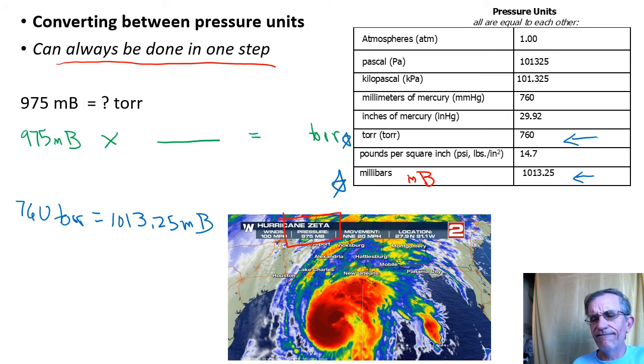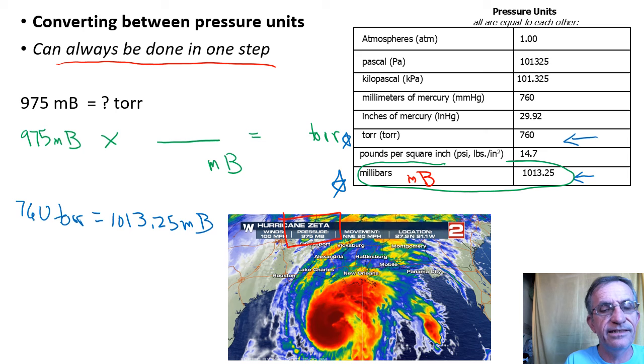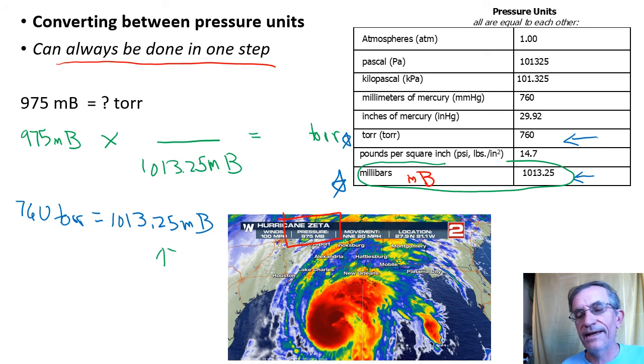Now it's kind of like what we've been doing for, gosh, all semester, right? You know that you're starting off with millibars. So to get millibars to cancel, you put it on the bottom of the next step. You put the number off the chart that's with millibars, 1013.25 millibars on the bottom. And then you put the other one, the one you're solving for, on top. So that's going to be 760 torr.